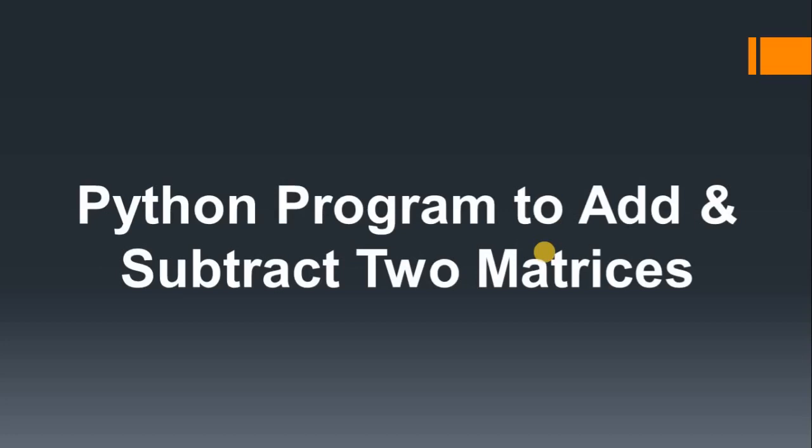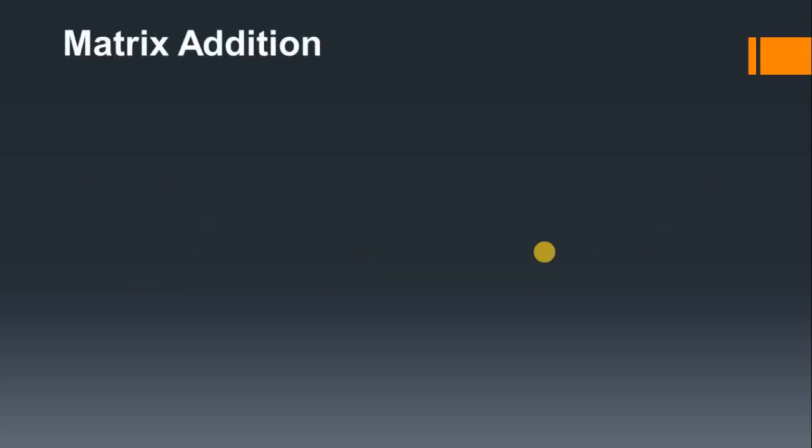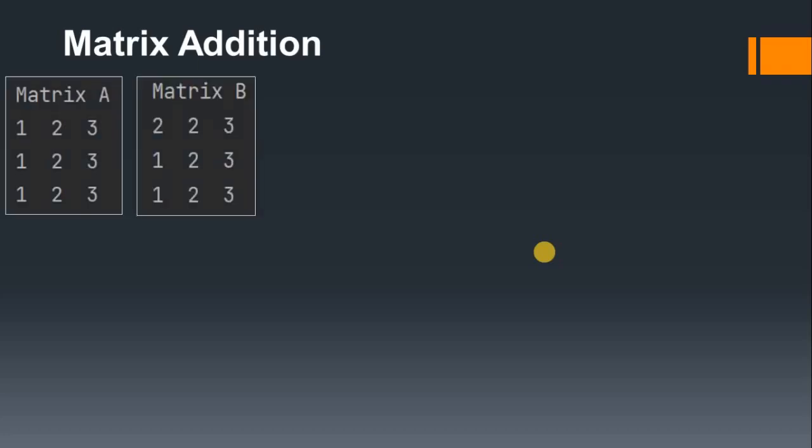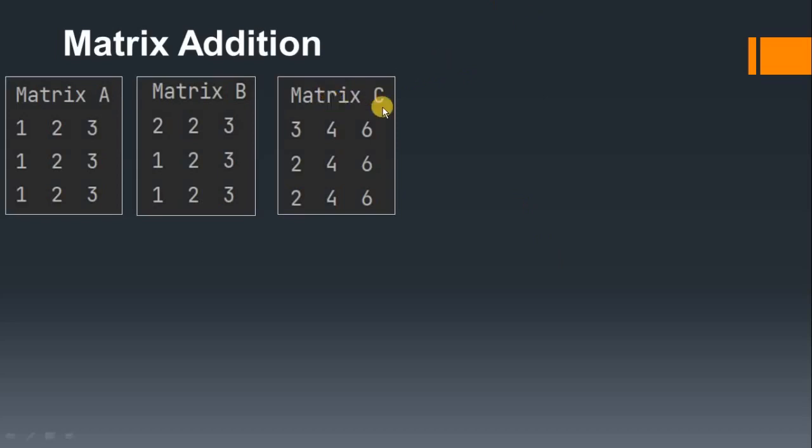Hello guys, in this tutorial we discuss the addition and subtraction of two matrices. First we will see matrix addition, and the same logic applies to subtraction. We just use a minus operator. Suppose we have two matrices A and B, then our result will be stored in matrix C. Here C will show the addition, and the addition is performed row and column wise.